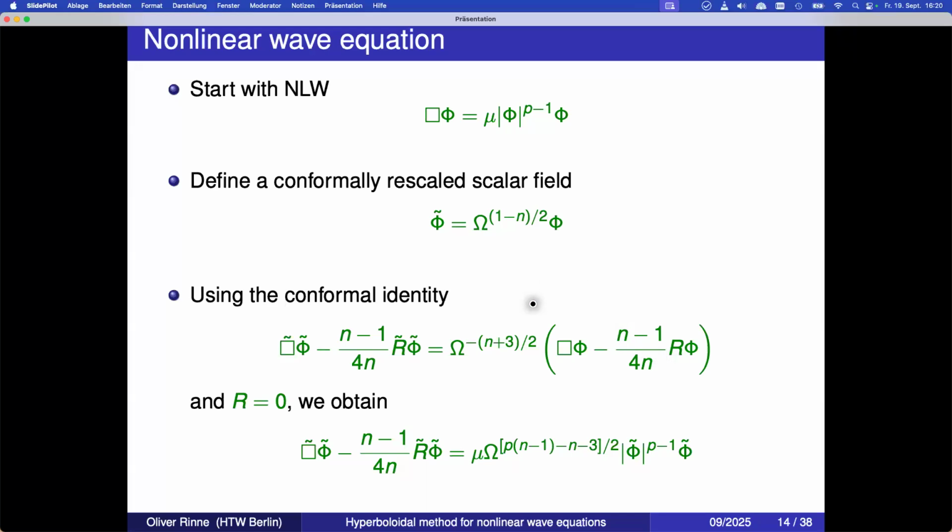Then all you have to do is combine these powers of omega, and it turns out to be this term here. You combine this power with this power here from the right-hand side, and you get this power of omega. So this is essentially the nonlinear wave equation written in this conformal language, which I will be solving.